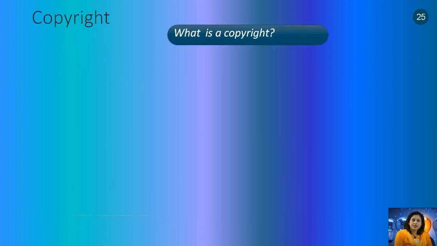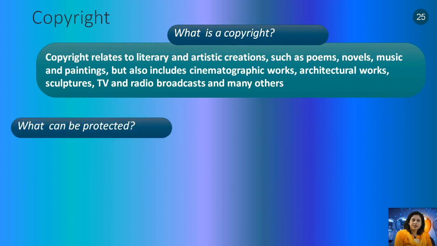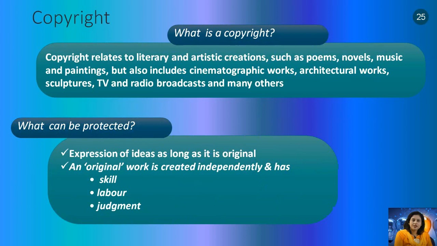So what is a copyright? Copyright relates to literary and artistic creations such as poems, novels, music and paintings, but also includes cinematographic works, architectural works, sculptures, TV and radio broadcasts, and many others. What can be protected by a copyright? Copyright protects only the expression of ideas as long as it is original. A work is original when it is created independently and skill, labor, and judgment are applied to it.